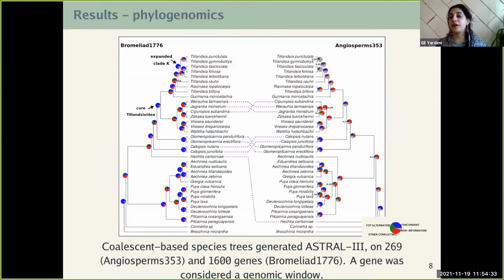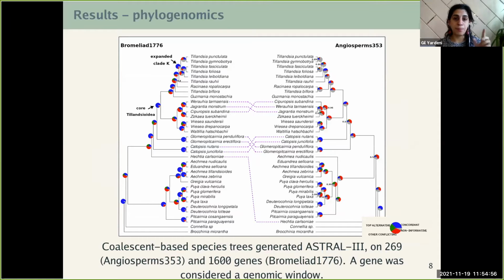And then we looked at phylogenomics, and it's a big slide, so I will walk us through the different parts. This is a coalescent-based species tree. For this tree, each gene was considered a genomic window. We see on the left the bromeliad taxon-specific kit, and on the right, we see the universal kit.